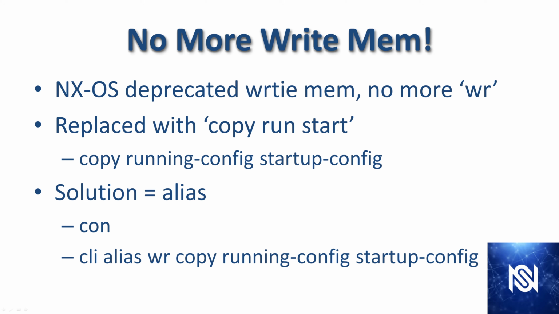But there is a solution for it. You can create an alias. You'd first go to global config mode by typing in con, and then put in the command CLI alias WR copy. It's this command that I have down here at the bottom. And then that will allow you to execute copy run start with only using WR.